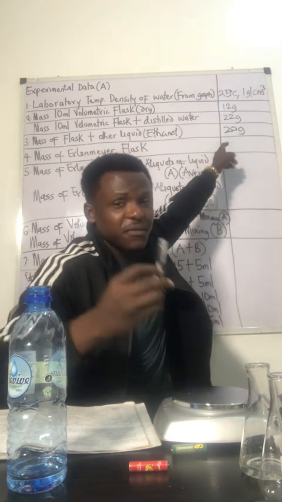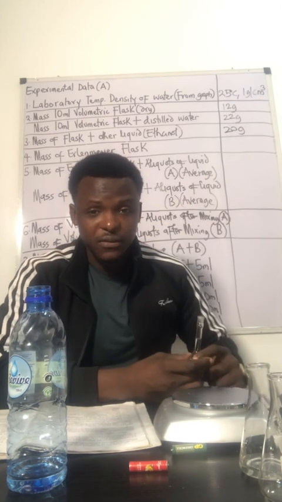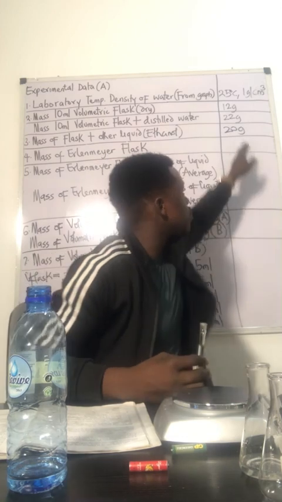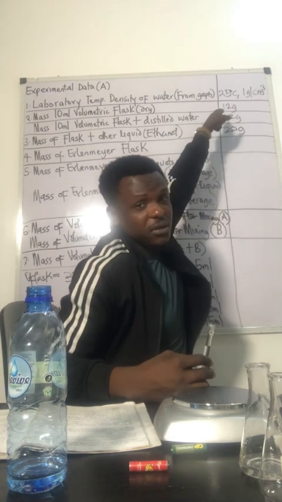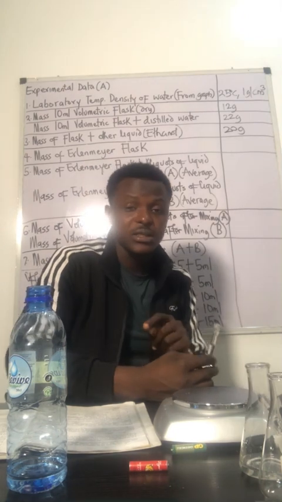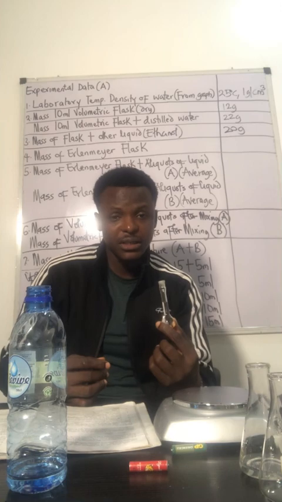So the mass of this flask with ethanol is 20 grams, while the mass of only the flask is 12 grams. So from density equals mass over volume, we're going to get 20 minus 12 all over 10. Why are we using 10? Remember, 10 was the volume of the flask we had earlier calibrated.